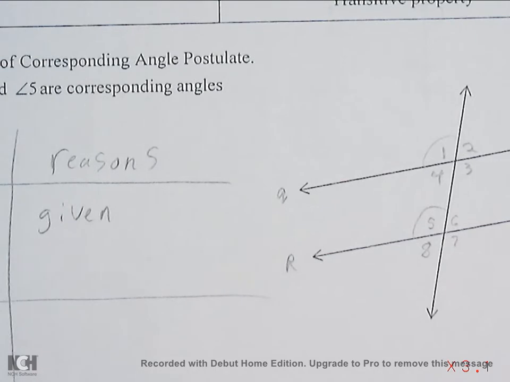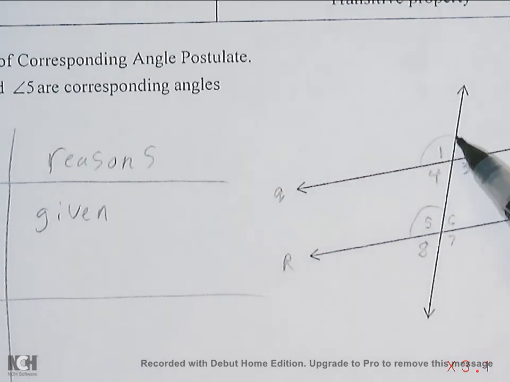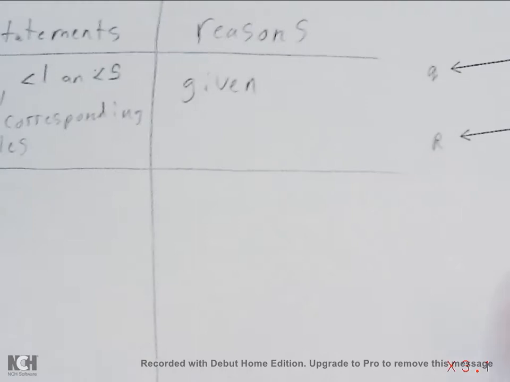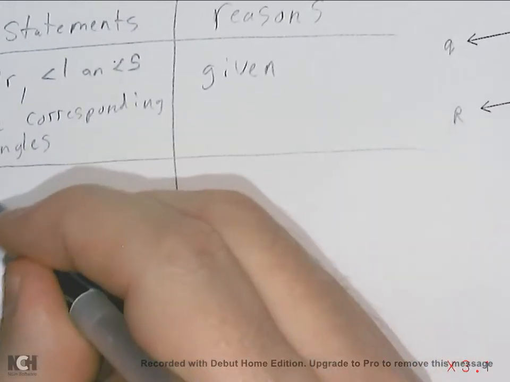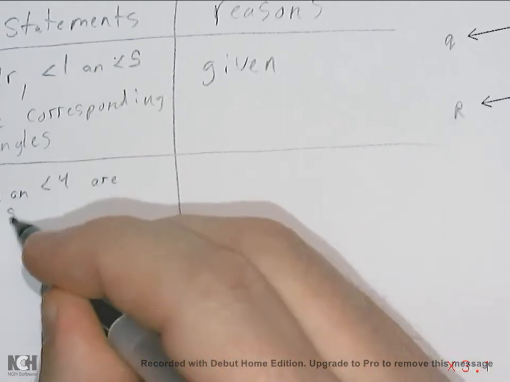To do that, I'm going to use some other things that I know about angles. Probably the easiest way to do this is to use the supplementary angle idea. Supplementary angles mean that anything that forms a straight line adds up to 180, right? So right here I know that angle 1 and 4 are supplementary. They form a straight line. So I'm going to list that down. Angle 1 and angle 4 are supplementary.